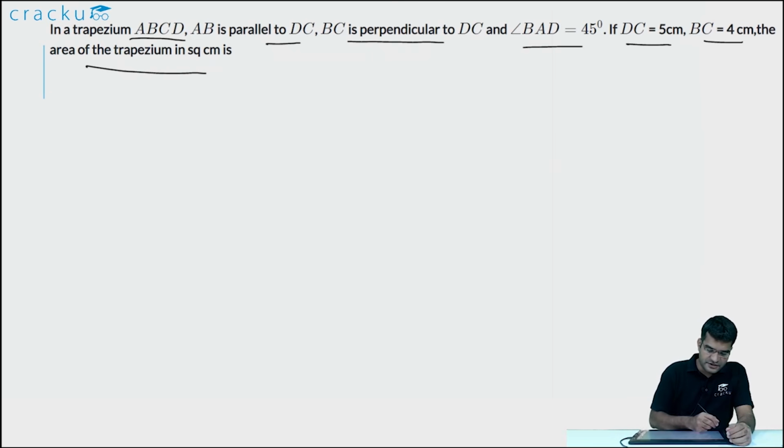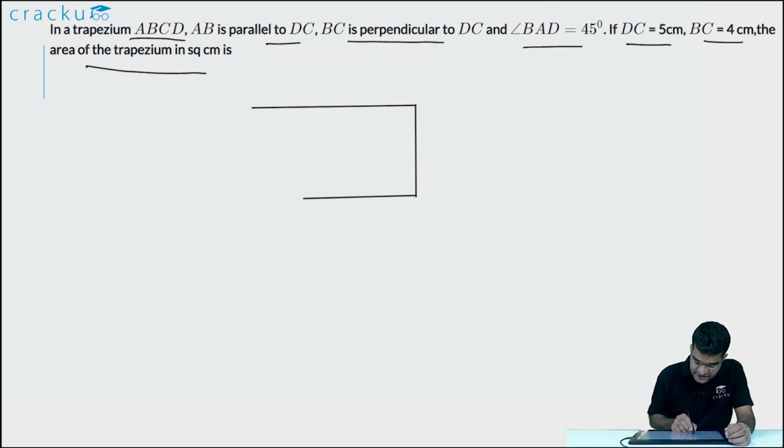So, let us first draw the trapezium. Let us assume that this is AB, this is BC, and DC is something like this, which is perpendicular, and we also are told that angle BAD is equal to 45 degrees. So, it will look something like this. This is the trapezium ABCD. BC is perpendicular to DC. Angle BAD is equal to 45 degrees.